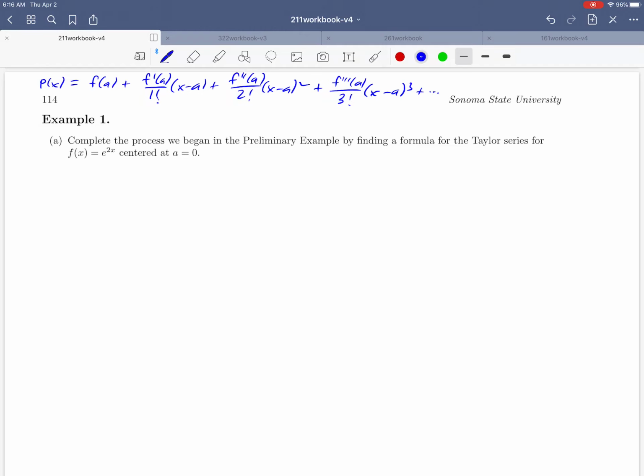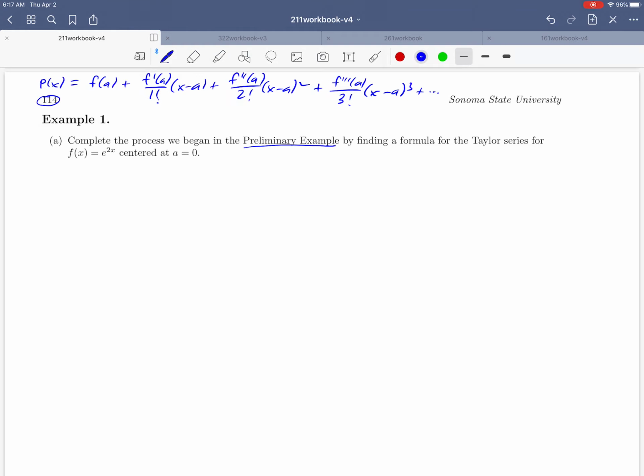Okay, welcome everybody to the top of page 114 in the workbook. And we're going to do example 1, which is going to be our first example of actually building a Taylor series using the formula that we developed on the previous page. And in this example, we're going to return to the preliminary example that we looked at a few pages ago. And we're going to build the series for that function again using this more systematic process. We're going to see it's a little bit shorter than the way that we did it in the preliminary example.